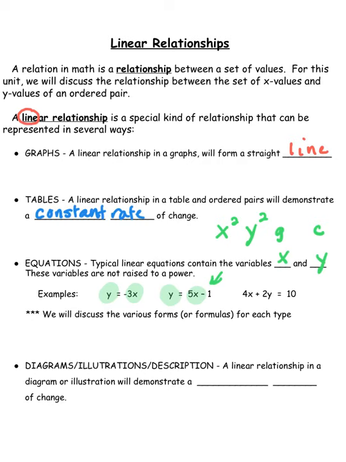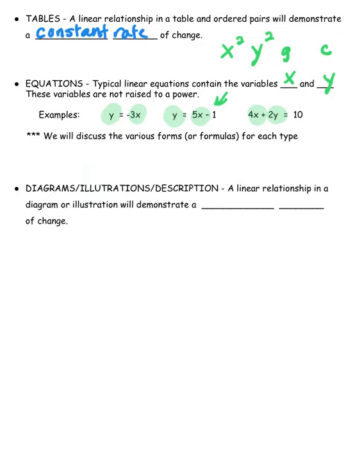And then the last equation, 4x plus 2y equals 10. Once again, I want you to notice that we see an x and we see a y. And in this case, the constant is on the other side. So we're going to discuss the various forms or types later on in our conversation.